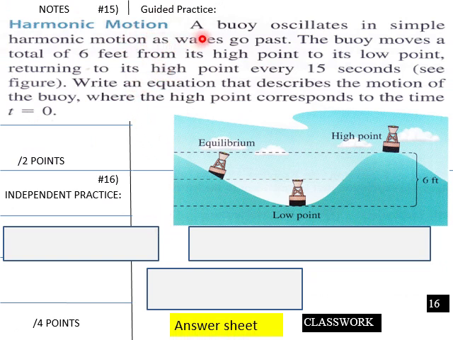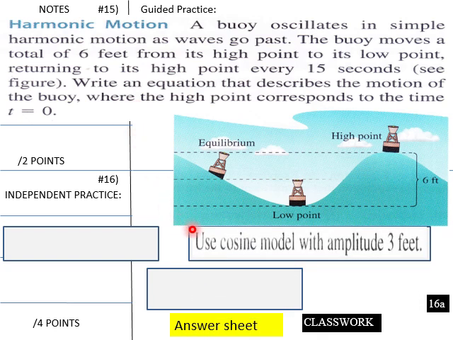Then we go into this word problem here. A buoy oscillates in a simple harmonic motion as waves go past. The buoy moves a total of 6 feet from its high point to its low point, returning to its high point every 15 seconds. Write an equation that describes the motion of the buoy where the high point corresponds to the time t equals 0. So with those kinds of parameters there, using a cosine model with amplitude 3, so that would give us an amplitude of 3 here. Your center line would be right here, high point, and then your low point here.